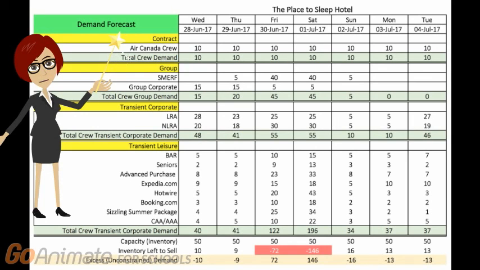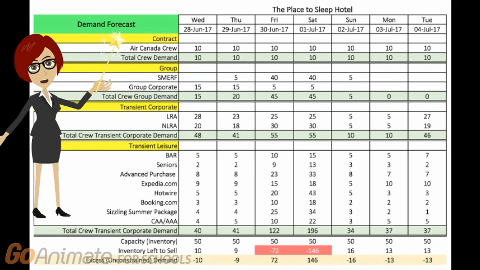Next we have group. Looks like we have both the Smurf and group corporate. The shoulder dates for the group corporate fall over the Friday and Saturday. Perhaps the sales manager can communicate to the convener that the negotiated group rate is not available over the weekend. This would free up an additional 5 rooms to sell at a higher rate.